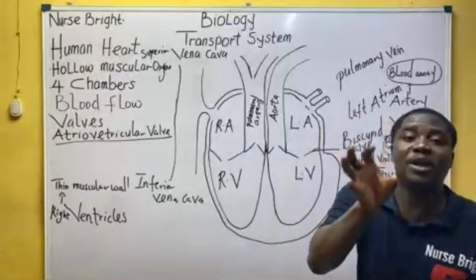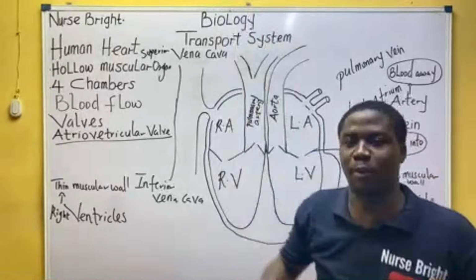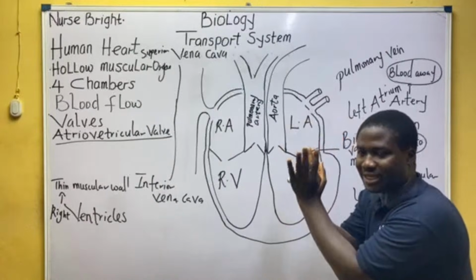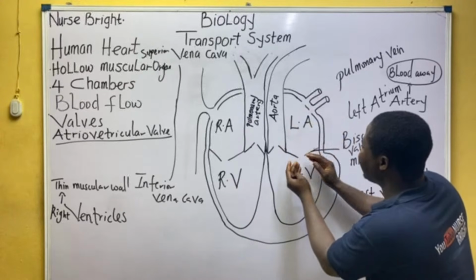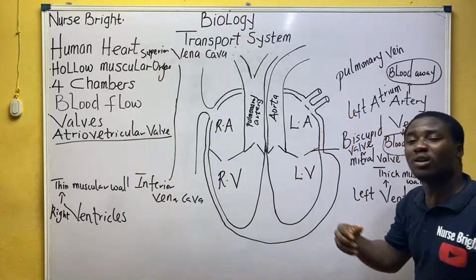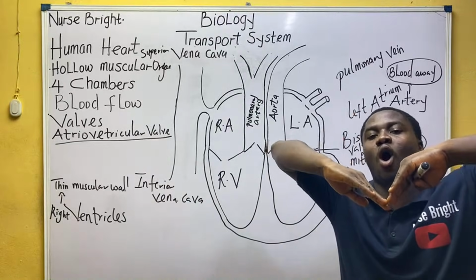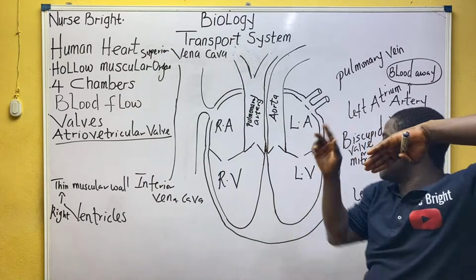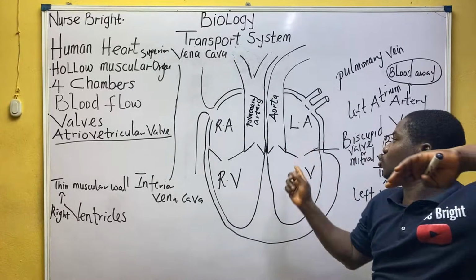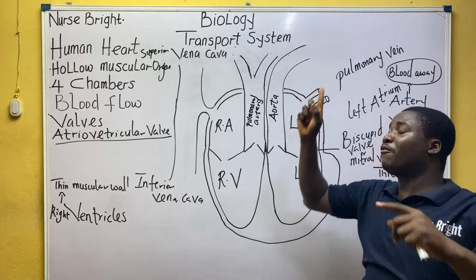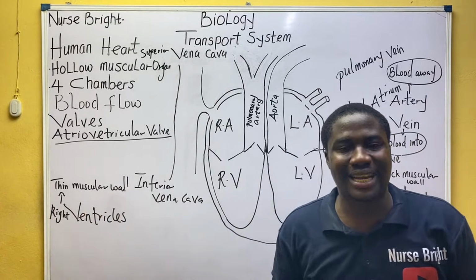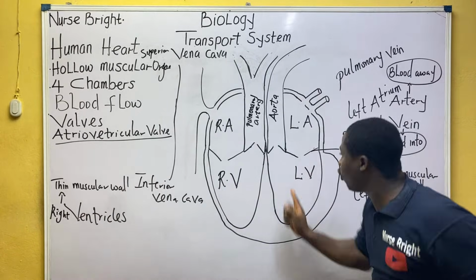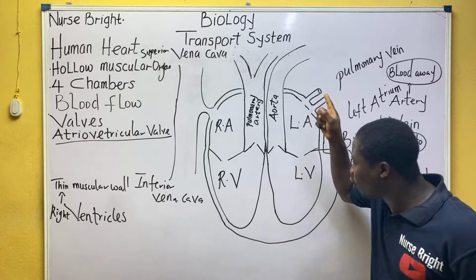The valve in the heart prevents backflow of blood. When blood enters, the valve fills and closes to prevent backflow. If there is backflow of blood, that is a pathologic condition. It means that person has a problem with the heart, and that is very critical. Blood always goes in one direction.